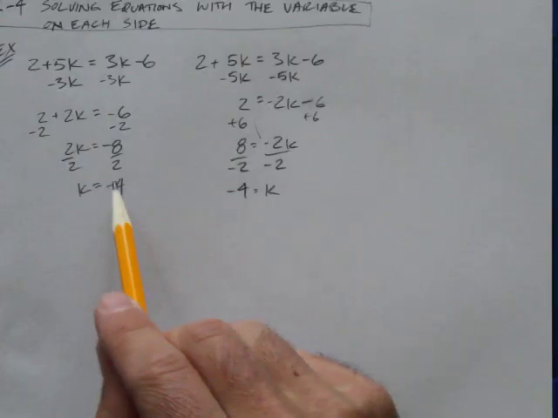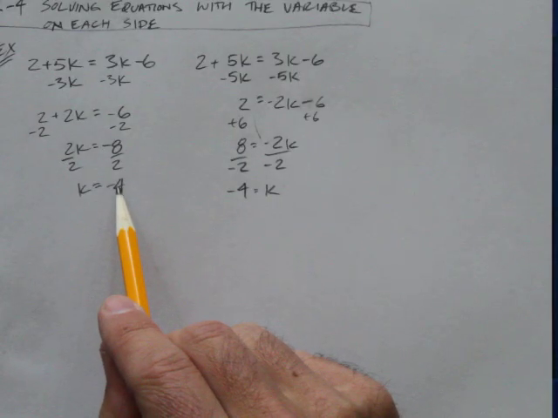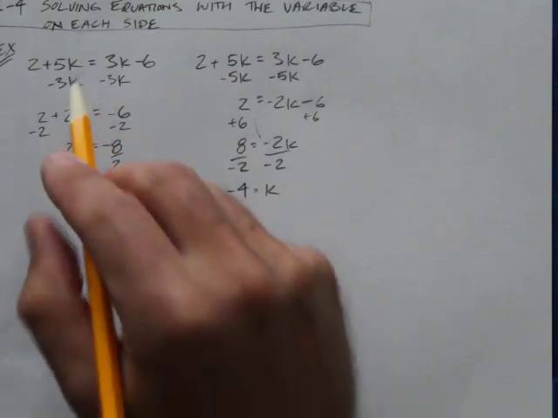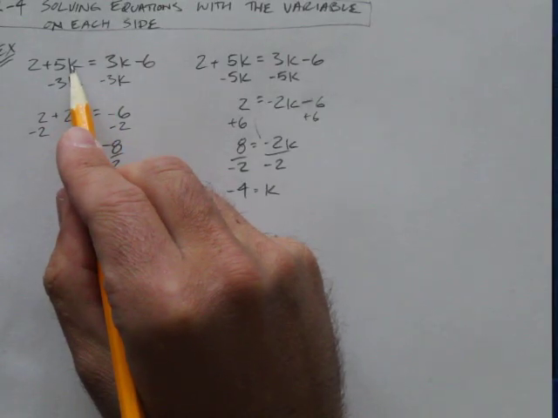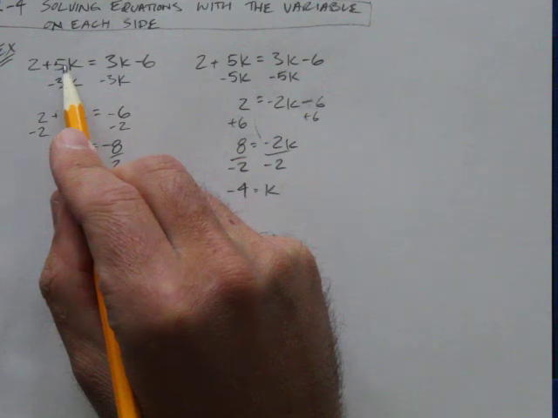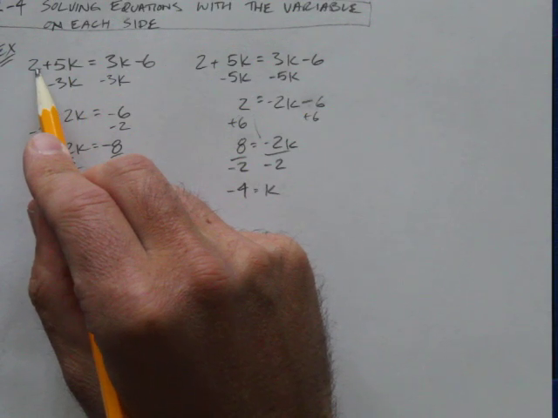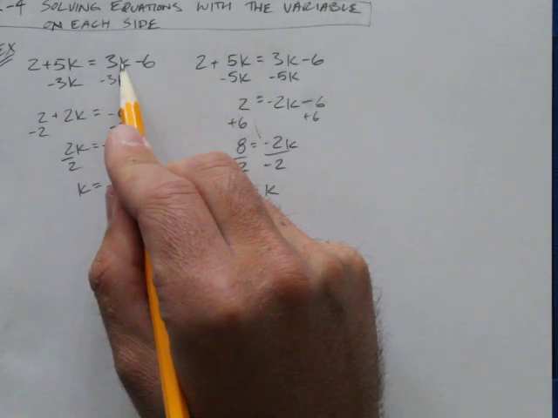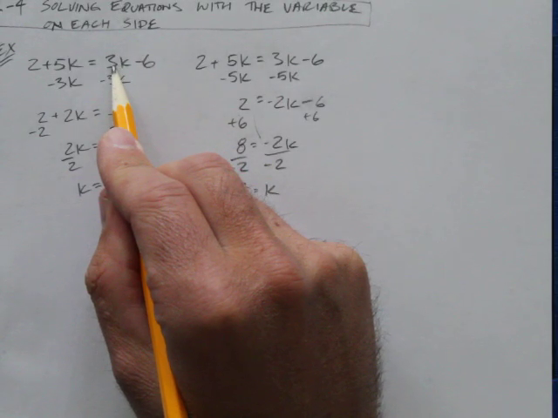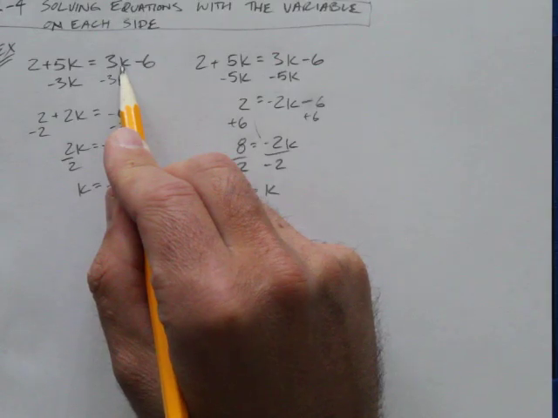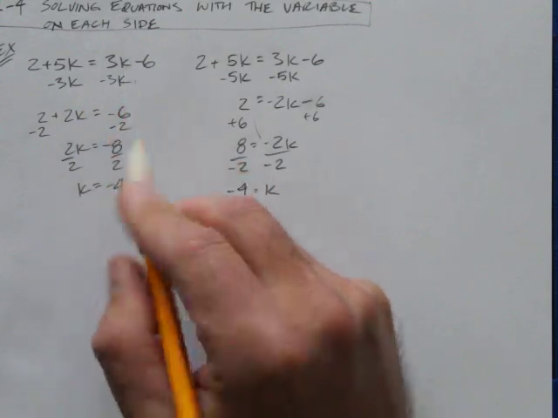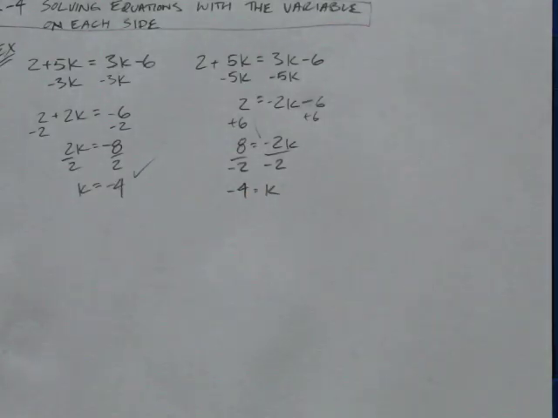Now, an important thing is to plug this negative 4 back into the original equation and see if it makes sense. So negative 4 times 5 is negative 20. Negative 20 plus 2 is negative 18. Negative 4 times 3 is negative 12. Negative 12 minus 6 is negative 18. Negative 18 equals negative 18. Boom. We've checked our work. That all looks good.